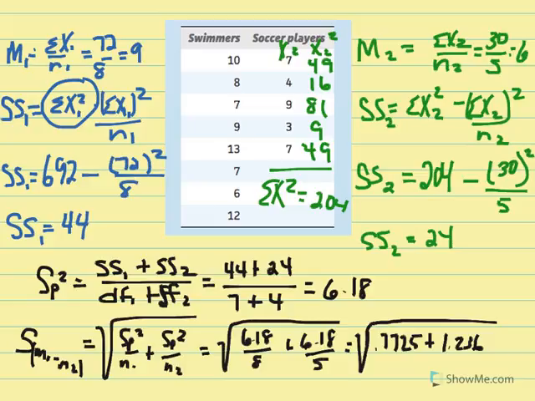And that is equal to the square root of, we get 2.0085. We take the square root of that. Essentially, it's the square root of 2, rounding 3 digits right of the decimal, well, it would be 2.009. But close to 2.